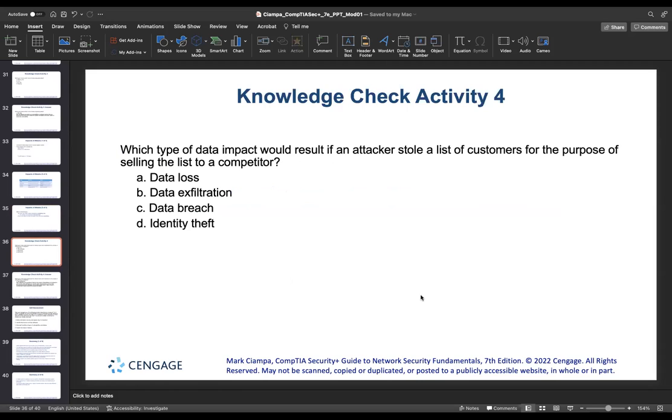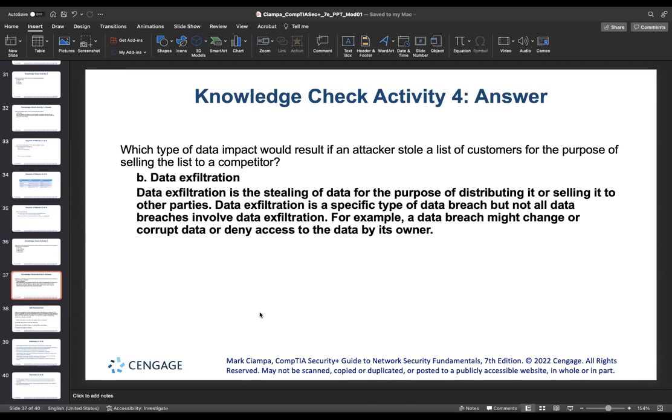Let's check in knowledge here. Which type of data impact would result if an attacker has stolen a list of customers for the purpose of selling the list to a competitor? B. B, data exfiltration. Yep, the survey says the same thing. Data exfiltration. So you guys have been listening very well. So data exfiltration is the stealing of data for the purpose of distributing it or selling it to other parties.